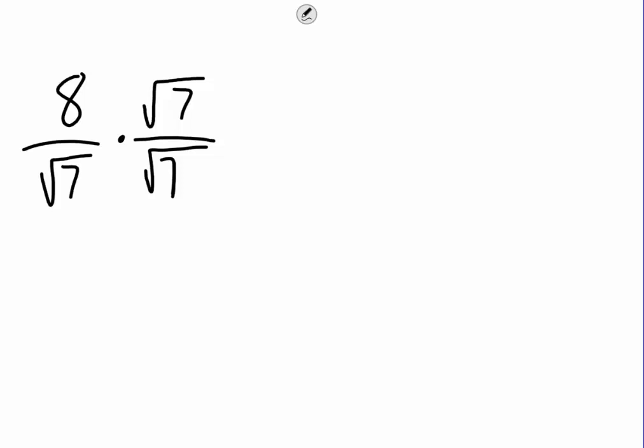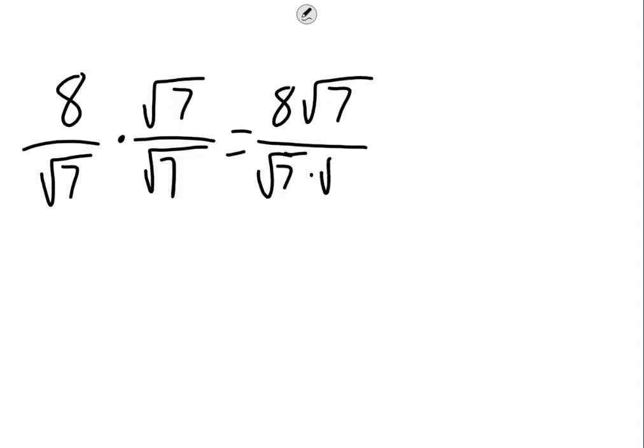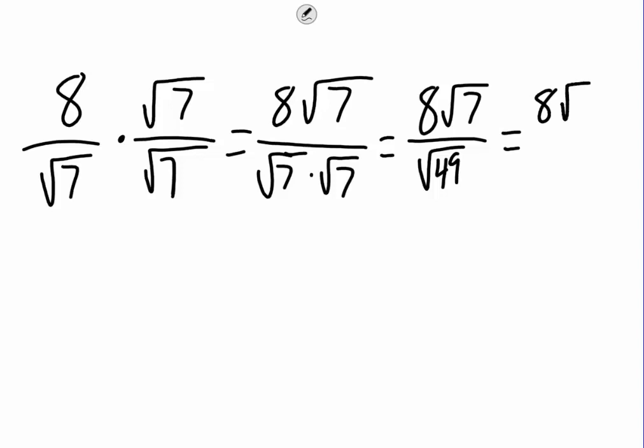So if I multiply that, I'm going to end up with 8 square root 7 on the top, and on the bottom, square root 7 times square root 7. Now I wrote it that way just so that you would understand kind of what I'm doing, but it's a lot easier if we write it like this, square root 49. And last time I checked, square root of 49 was just 7. So the final answer ends up being 8 square root 7 over 7.